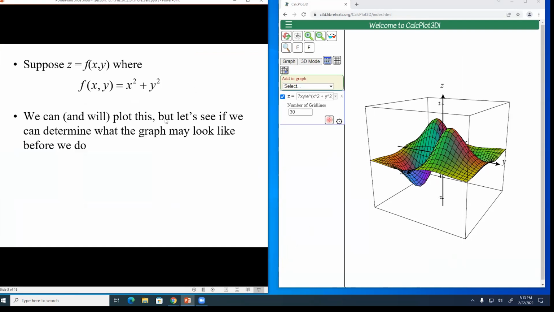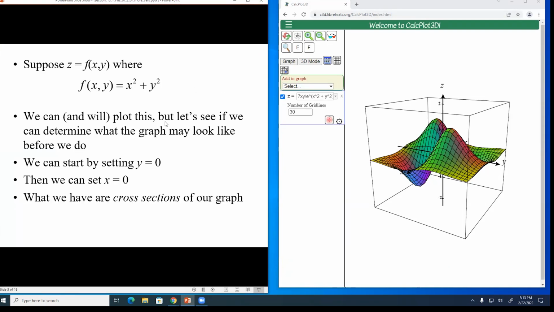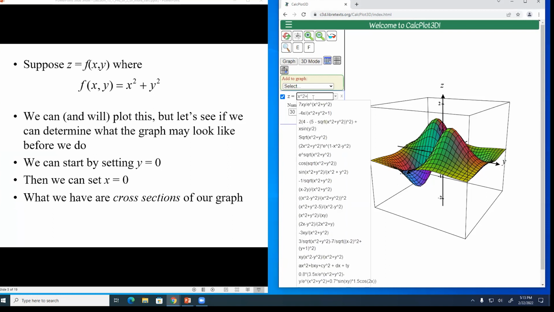So we're looking at x squared plus y squared. We talked about it being the paraboloid. These are what we call cross sections. And this is a graph we've seen before.